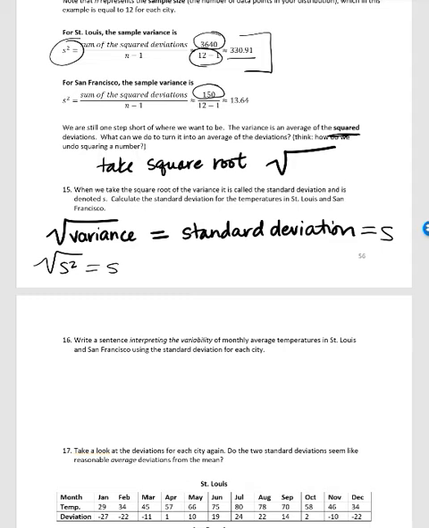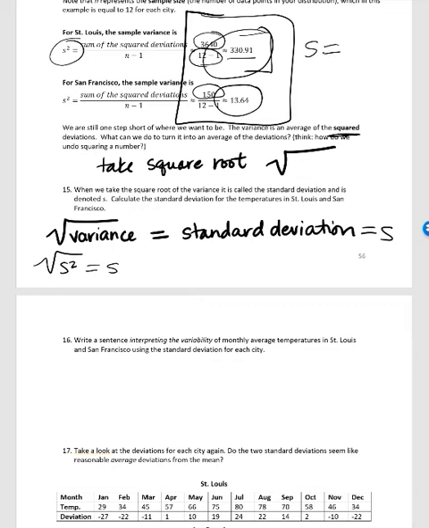So what I would like you to do is to pause and calculate the standard deviation for the temperatures in St. Louis and San Francisco using what you have right here. If we take the square root of this variance, that will tell us the standard deviation for St. Louis. And if we take the square root of this one, that will tell us the standard deviation for San Francisco.